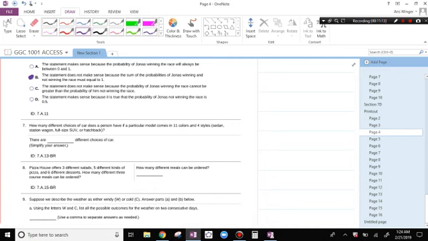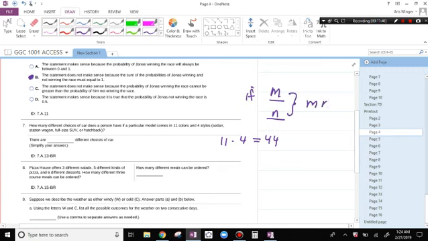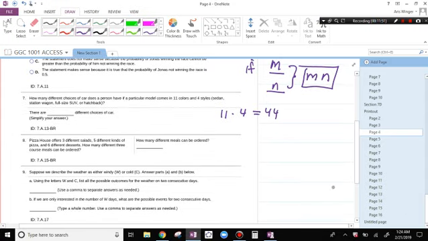How many different choices of car does a person have if a particular model has 11 colors and 4 styles? Right, so there's a rule here that you multiply. If you have a category that has M items and another category that has N items, then the total number of combinations with both items is you multiply M times N. So this is called the MN rule, and it extends: if you have 3 or 4 categories, you just multiply the numbers for the total number of combinations. Answer is 44.